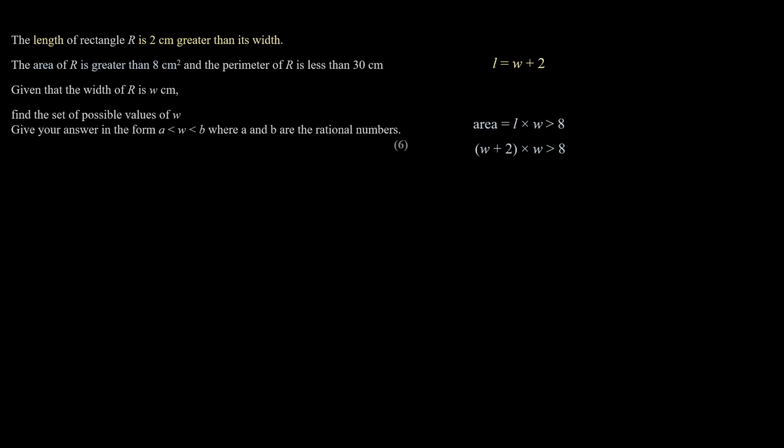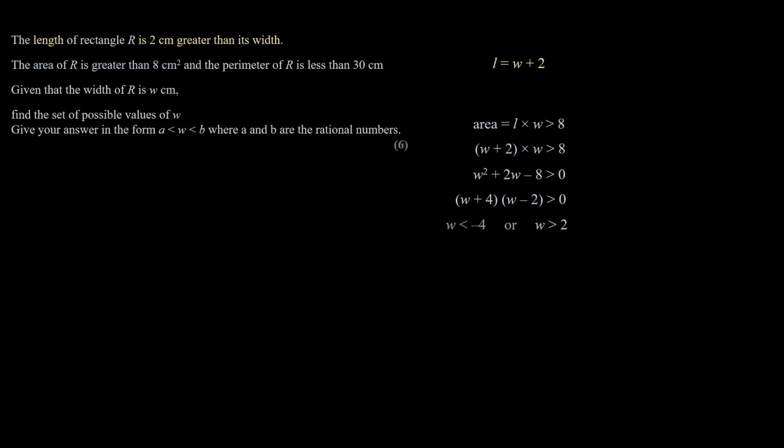Simplifying, we get the quadratic inequality W squared plus 2W minus 8 is greater than 0. The quadratic expression can be factored as (W plus 4) times (W minus 2). This results in two conditions: W is less than negative 4, or W is greater than 2. Since W represents the width, only positive values are considered, so W is greater than 2.